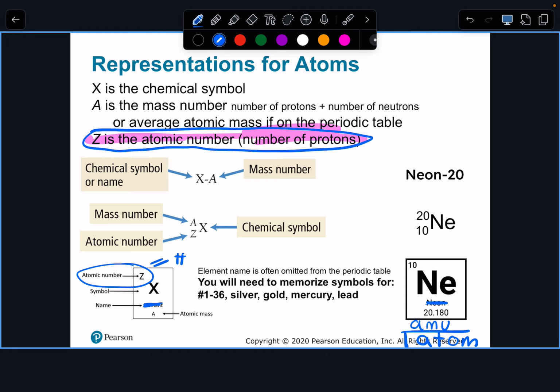The reason why it's not in grams or anything is because these are so teeny tiny, it's impossible for us to think about them in terms of grams. It would be like 10 to the negative 30th of a gram or something. It's ridiculously small. Okay, so it has its own unit of measurement for measuring the mass of atoms.